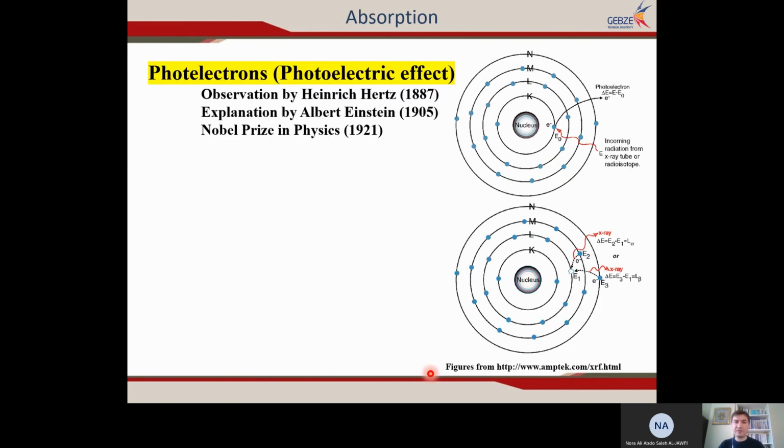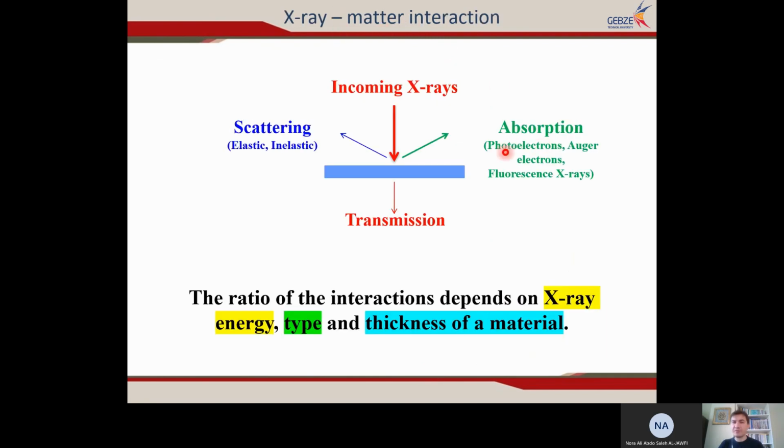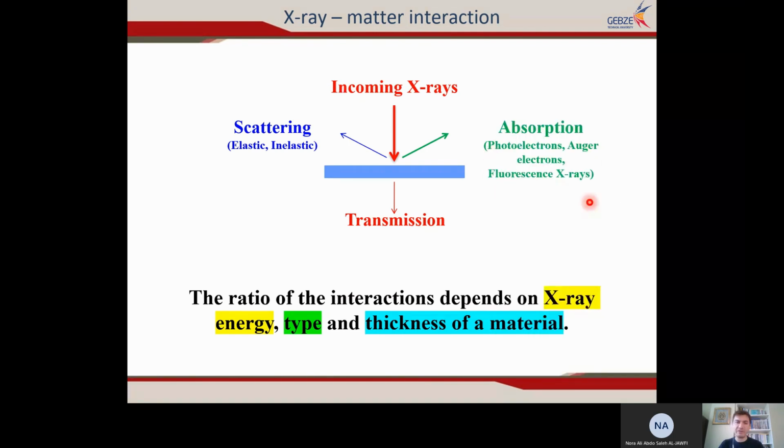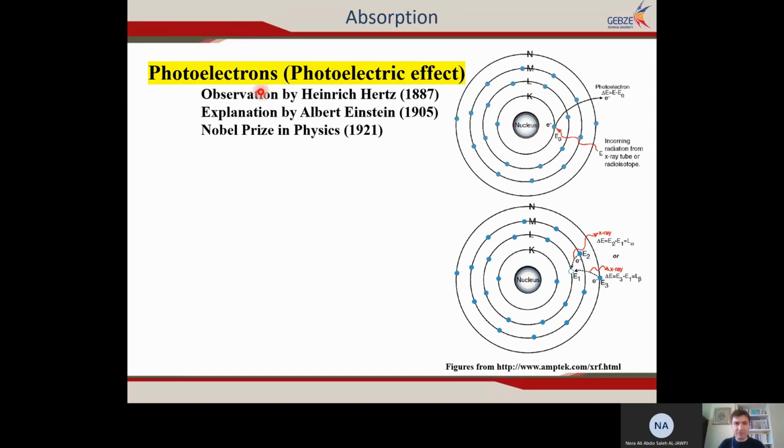Now let me start with the absorption. As I told you, within the absorption we have three mechanisms: photoelectrons, Auger electrons, and fluorescence X-rays. We will start with photoelectrons and the photoelectric effect. So what is a photoelectron? What is the photoelectric effect? It was first observed by Heinrich Hertz in 1887, and then explained by Albert Einstein in 1905. Due to this explanation, Albert Einstein was awarded the Nobel Prize in Physics in 1921.